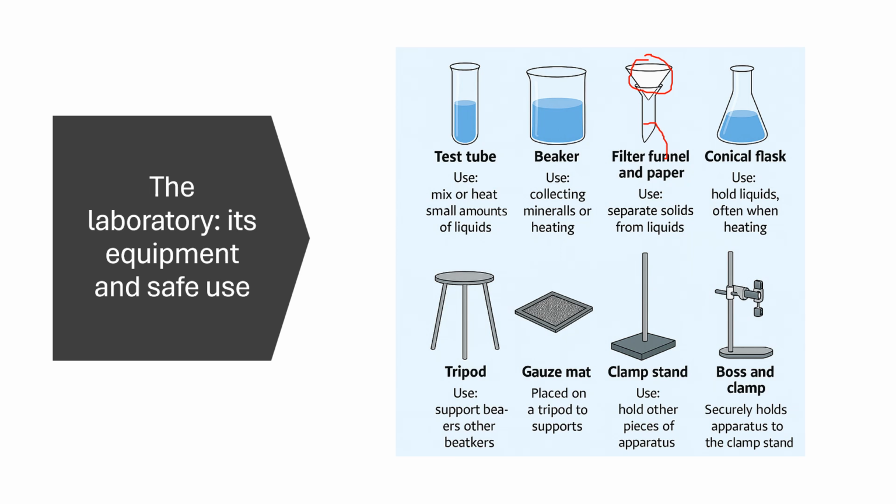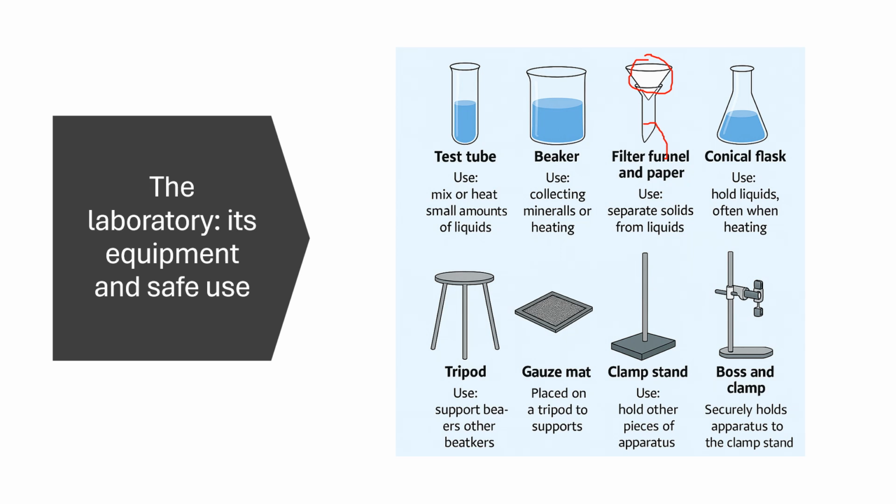And you have a gauze mat, which is a wire mesh. Normally we put the gauze mat on top of the tripod because the tripod normally has only an iron frame around it. If you put the gauze mat, it will support the beakers and the flasks. The other function of this mat is that we normally put the Bunsen burner underneath the tripod, and the mat will spread out the heat from the Bunsen burner.